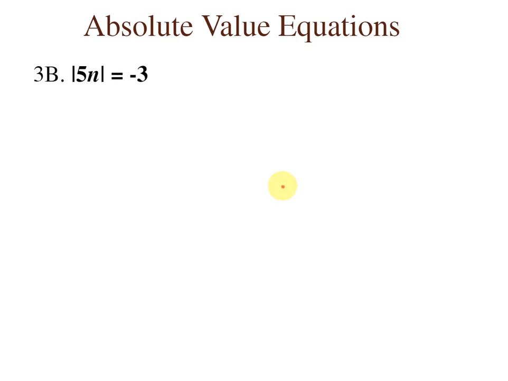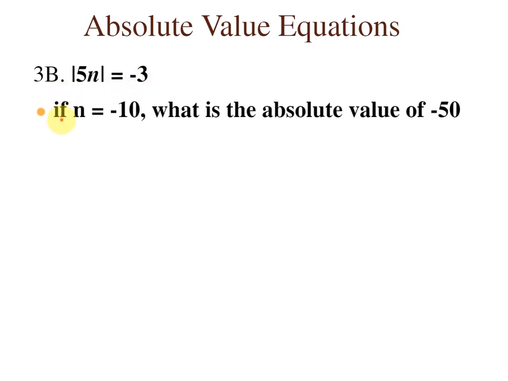Well, that's a little bit of a trick because you'll notice the absolute value is by itself and it's equal to a negative number. In this situation, you just stop and you write the words no solution. Think about it. What if n equals negative 10? Well, that would be 5 times negative 10 or negative 50, but the absolute value of negative 50 is going to be 50. What if I put a positive 10 in there? It's going to be positive 50, and the absolute value of 50 is going to be 50.